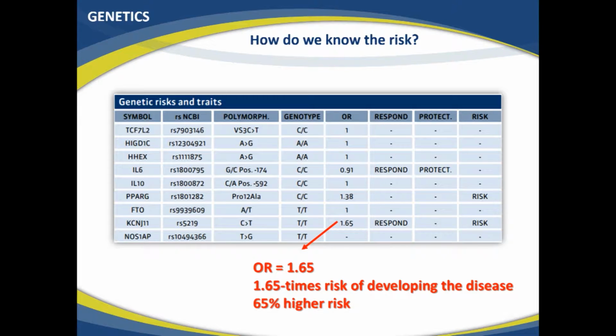So it's not a risk. So if we look at this one here, for example, KCNJ11, if you have TT, so both genes here have the variation and the genetic defect, so to speak, then the odds ratio is higher, and it's a 1.65. So whilst people with CC have a 1-fold risk of developing disease, the person with TT has a 1.65-fold risk. Now this means 1.65 times likelihood of developing the disease, or 65% higher risk than people with the optimal genes.